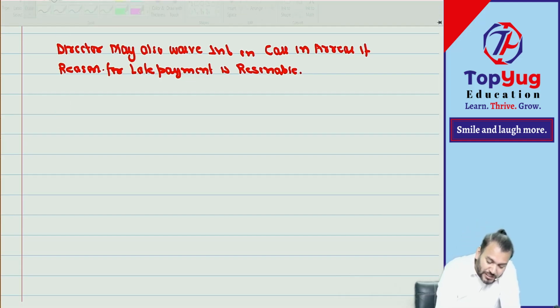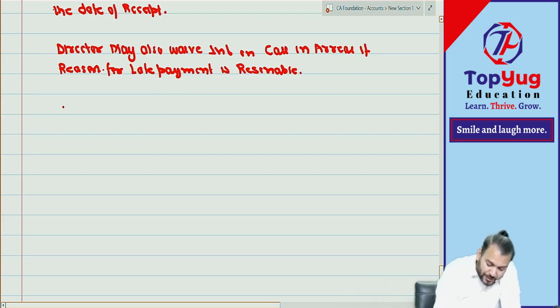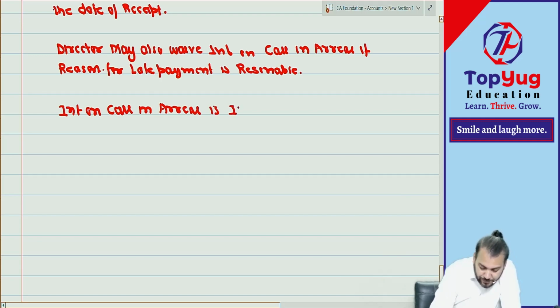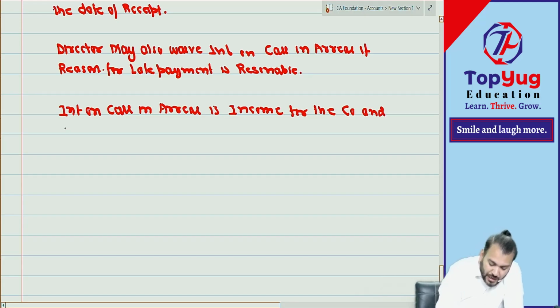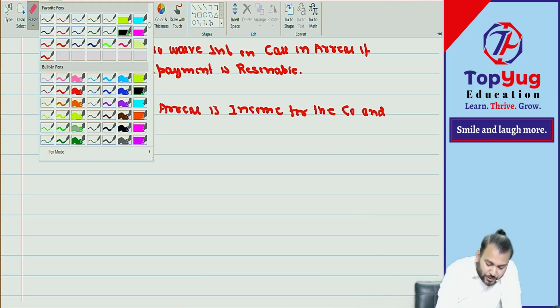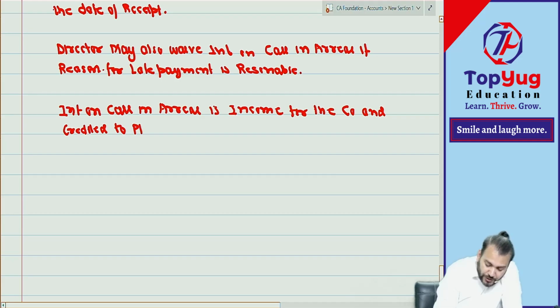Now, this interest on calls in arrear will be income or expense for the company? The interest on calls in arrear is income for the company, and it will be credited to what? Credited to profit and loss account, correct? It will be credited to profit and loss account, correct?